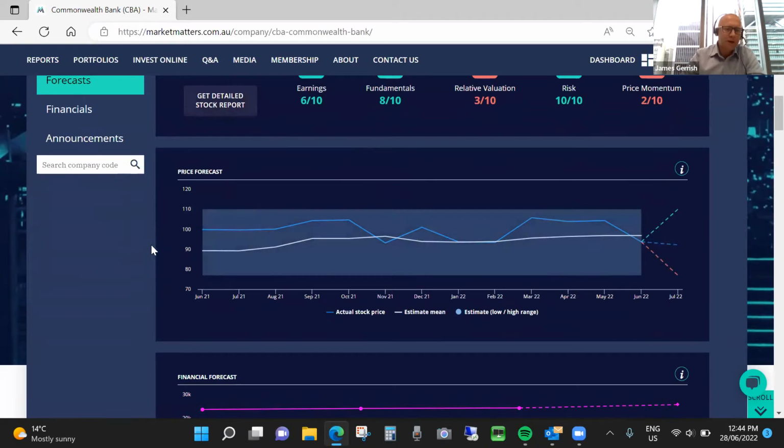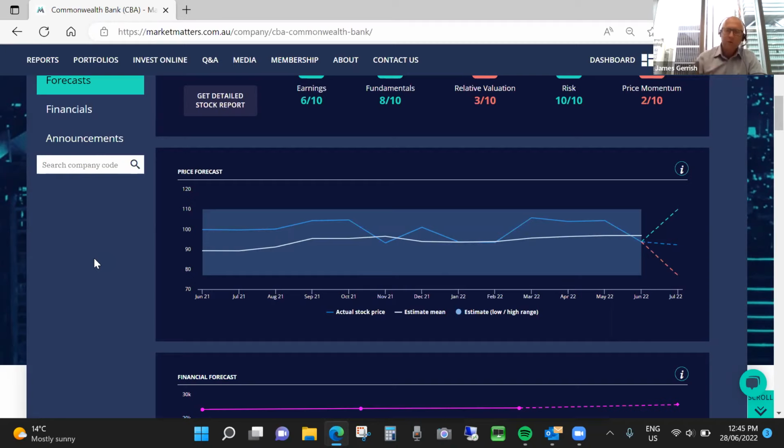The price forecast is interesting. I think one of the things that Market Matters does well is being transparent in our calls. It frustrates me no end, and no doubt it frustrates our users out there, that a lot of services put out recommendations, and brokers and analysts do this as well, but there's no accountability for past recommendations.